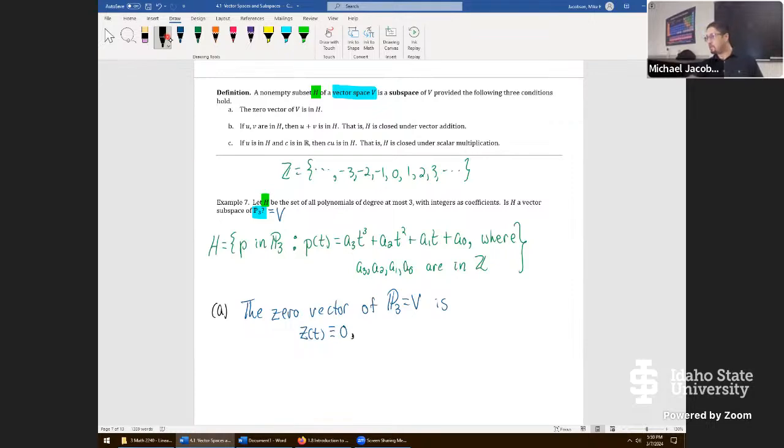We'll say here, since there are no non-integer coefficients, that function z is in H.